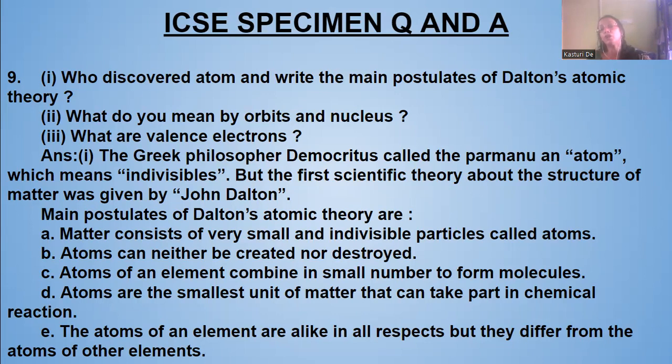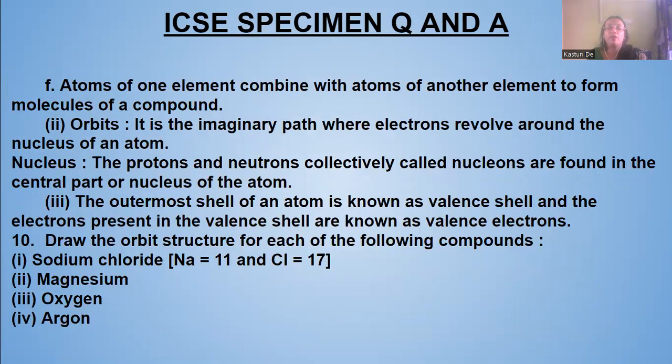But the first scientific theory about the structure of matter was given by John Dalton. His main postulates are that matter consists of very small indivisible particles called atoms. Atoms can neither be created nor destroyed. Atoms of an element combine in small numbers to form molecules. Atoms are the smallest unit of matter that can take part in a chemical reaction, and the atoms of an element are alike in all respects, but they differ from the atoms of other elements. These are the main postulates given by John Dalton. Another one is that atoms of one element combine with atoms of another element to form the molecules of a compound. So please understand and memorize these postulates.